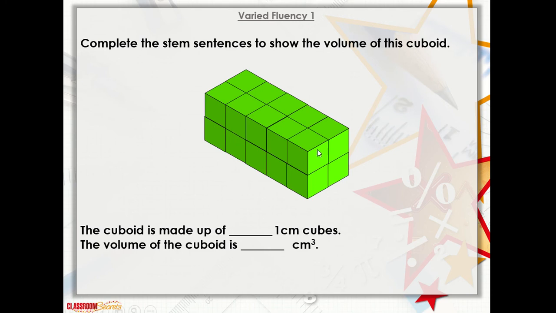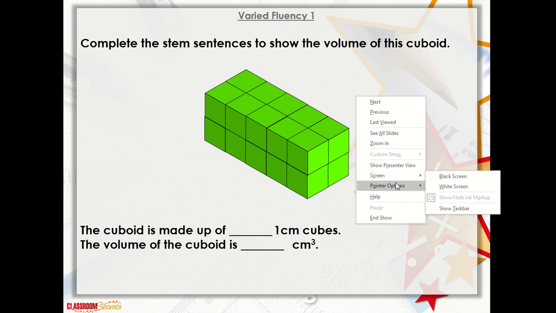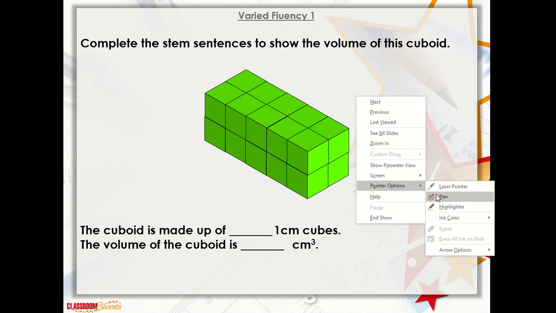Well, a good way to do that is, now of course looking at this we can't see all of the cubes because some of them are behind others. And so this is what we need to do. Look at the layer on top. If we look at the layer on top, we can see how many cubes actually make up this shape. And I'm just going to put my pointer on here.